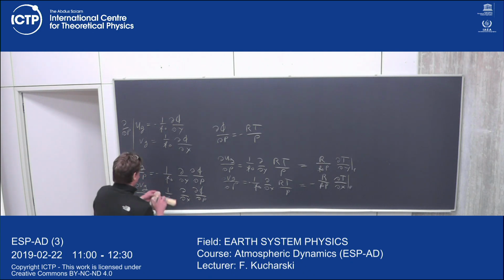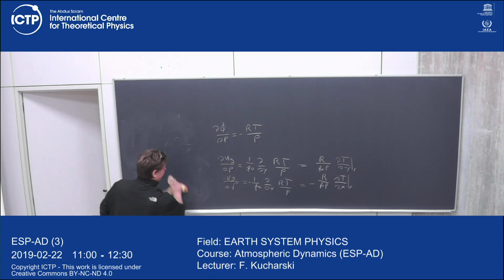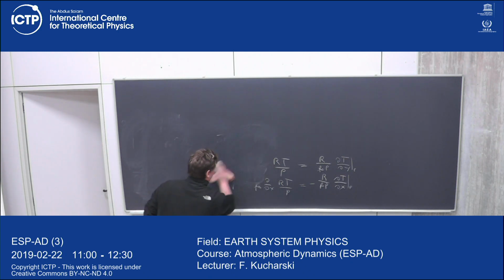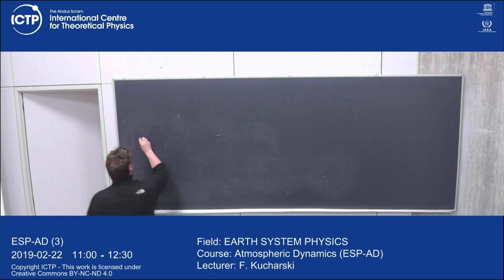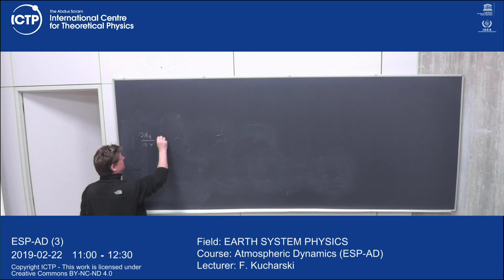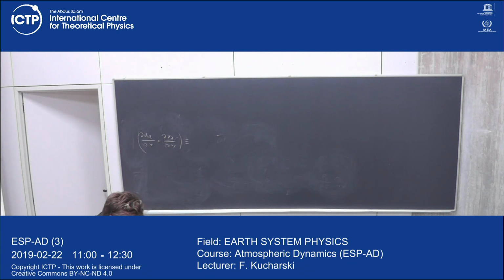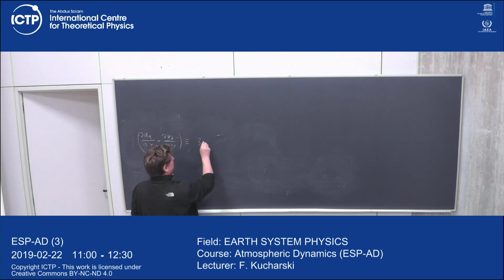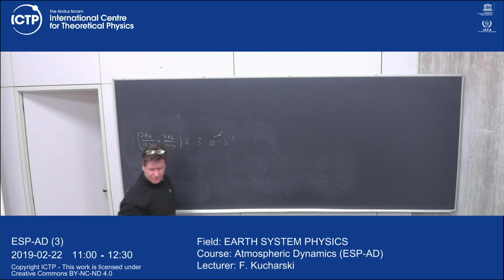Let's see. The value I have for d u_g by dx plus d v_g by dy is 3 times 10 to the minus 6. This one.